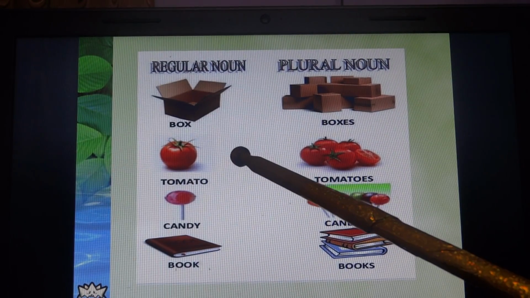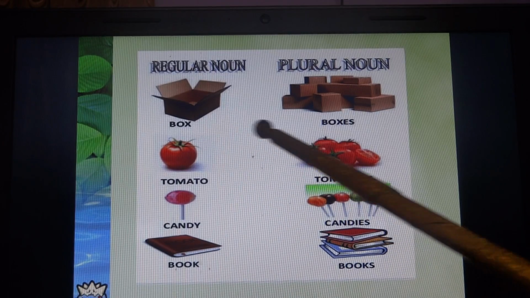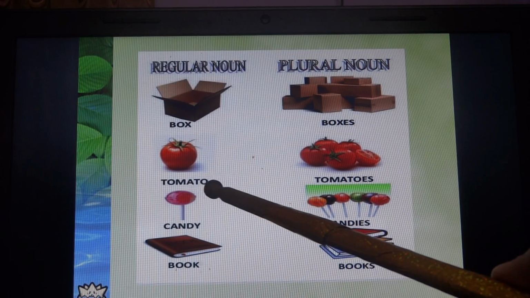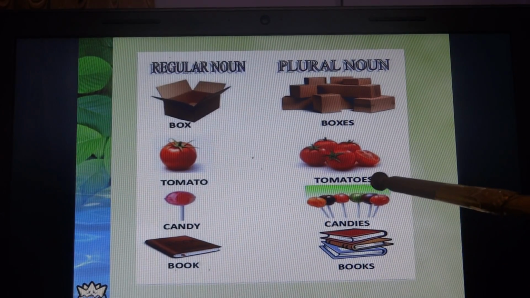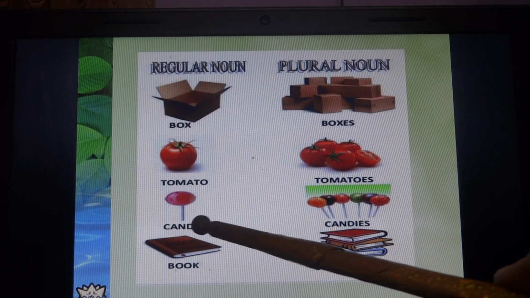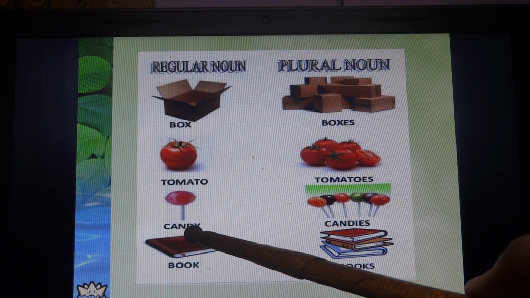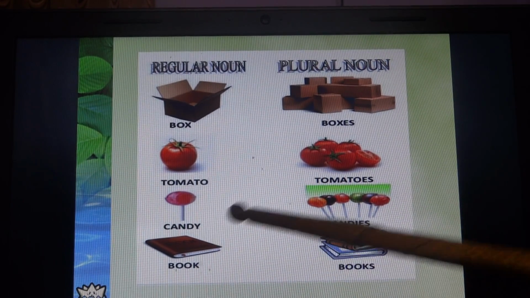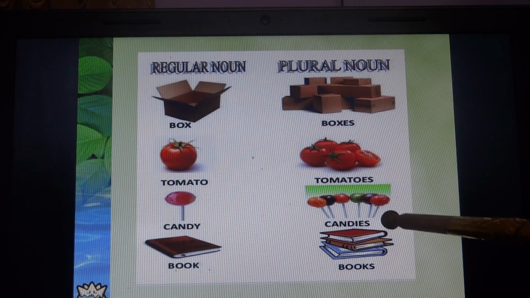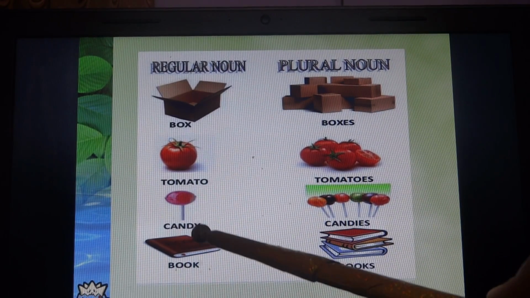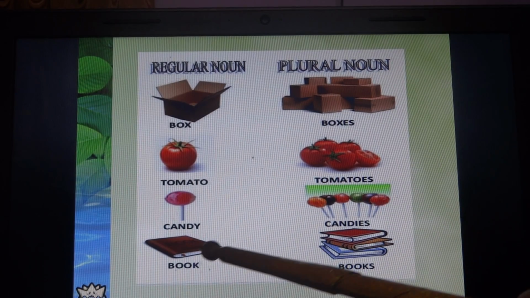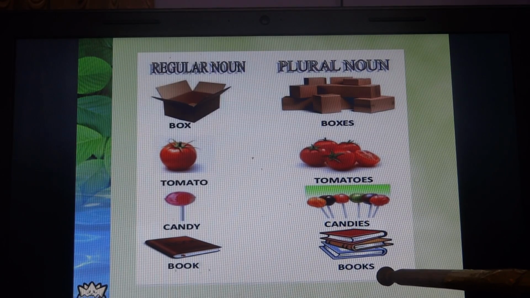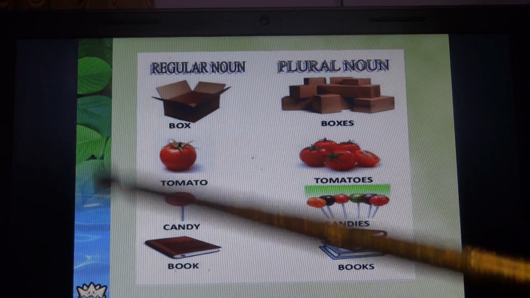Some more examples you can see. Box becomes boxes, ending with x, so we have added es. Tomato, ending with o, we have added es to it. Here it is ending with y preceded by a consonant, changes to candies. Y is removed and ies is added to make it plural. Here it is one candy, here many candies. Book, this is a regular noun wherein we have just added s to convert it into plural.